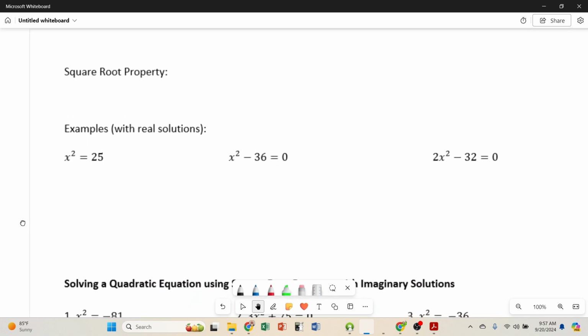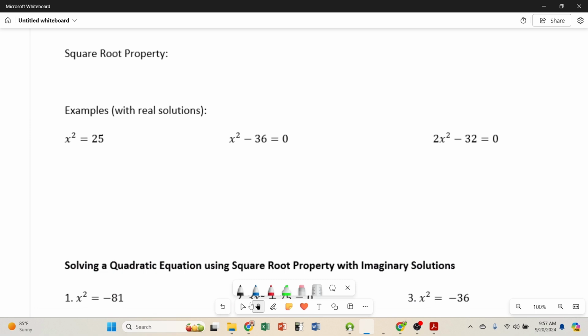So we're going to talk a little bit about our square root property. Any square root, if I take the square root of a value, let's say I take the square root of x squared, well, that's going to be x, but it's also going to be positive and negative x.